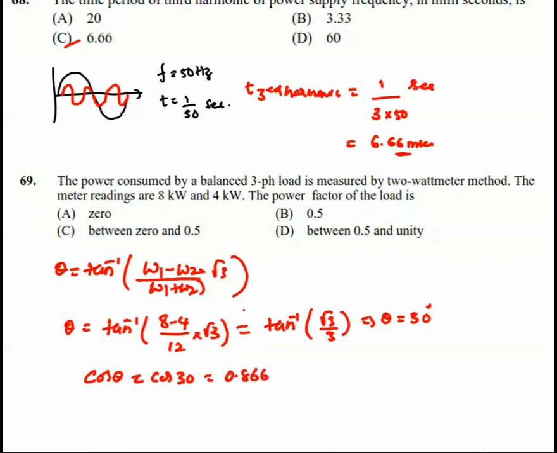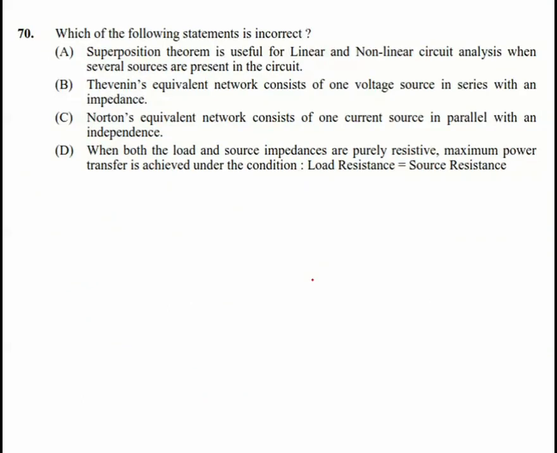So the power factor is cos theta, that is cos 30, which is equal to 0.866. In the given options, a value of 0.866 lies between 0.52 and unity. So D is the answer.